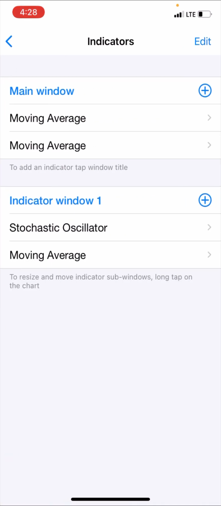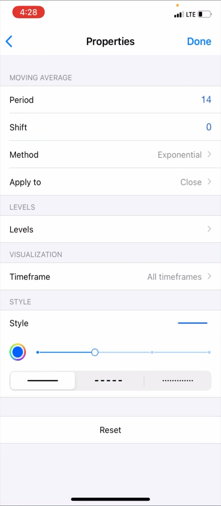On our main chart, we have 2 moving averages, and these are the properties. The first one, we are going to be using period 14, shift 0, method exponential. Remember I said it is EMA, so it is an exponential moving average. Apply to close. Levels are not needed. All right, for the colors, you can use the colors that I'm using so that you'll not be confused.